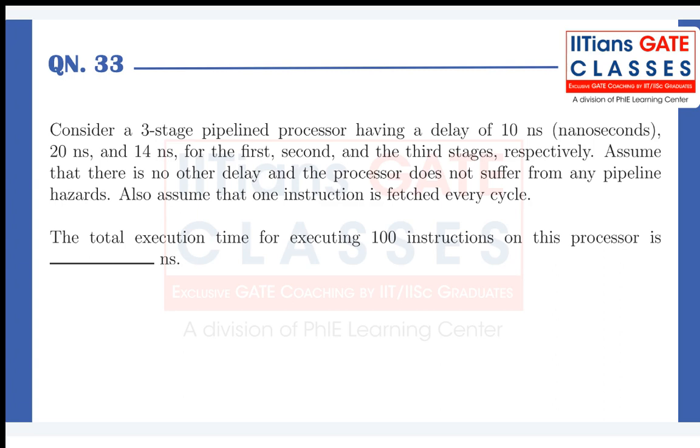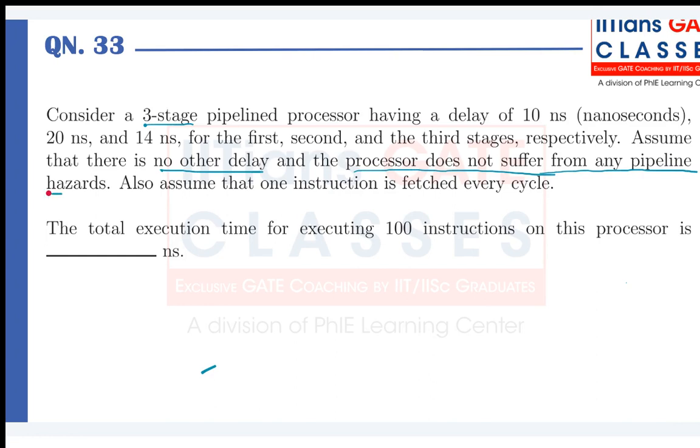It's a very simple question. So let's discuss the solution. Focus on 3 things that are given here. One is 3-stage, and assume there is no other delay. And the processor does not suffer from any pipeline hazards, which means the CPI of the pipeline is always 1. You will never have hazards, you will never have stalls, you don't have the pipeline waiting for any instruction to complete, you don't have any structural hazard, any data hazard, nothing.